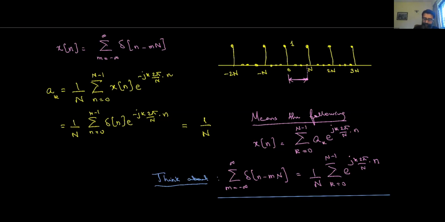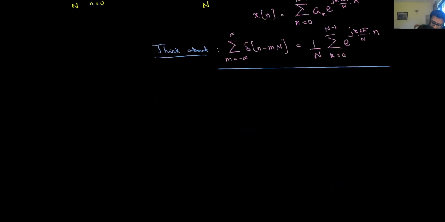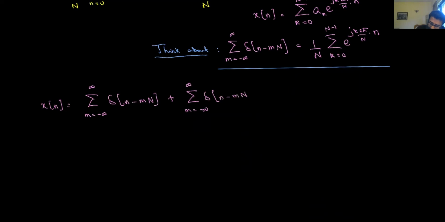Okay. Now Farasin, you had asked about the one with two impulses. So let's take that as an example. So x of n is equal to the summation over m from minus infinity to plus infinity of delta n minus m times capital N, plus the summation over m from minus infinity to plus infinity of delta n minus m N minus 1. So how do you determine the Fourier series coefficients for this signal?